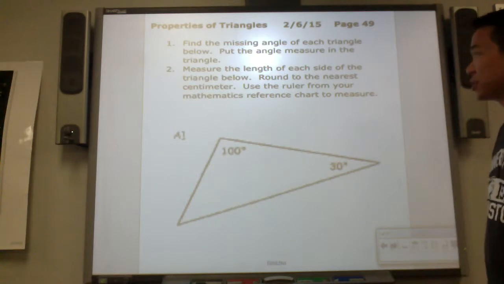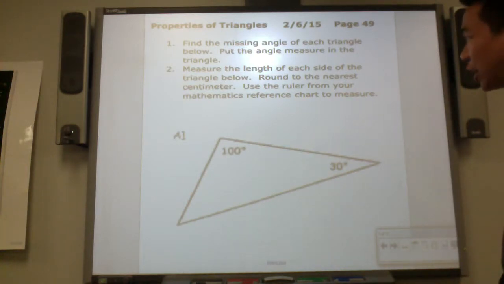So let's go through several examples. Find the C angle of each triangle below. Put the angle measure in the triangle. Measure the length of each side of the triangle below. Round to the nearest centimeter. Use the ruler from your mathematics reference chart to measure.